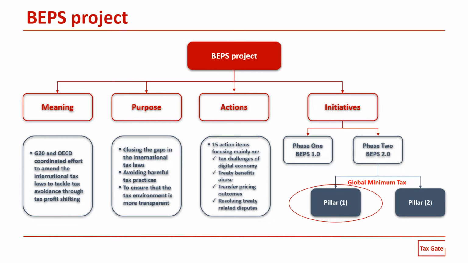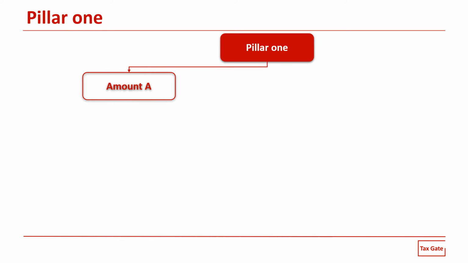Also, it will apply to multinational enterprises with profitability above 10% and global turnover or worldwide revenue of initially above 20 billion euros, trying to ensure that multinational enterprises pay a fair share of tax wherever they operate. Good. So talking about Pillar 1, we should highlight that it would include mainly two elements: Amount A and Amount B. So let's start with Amount A.